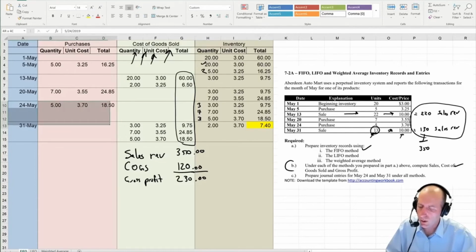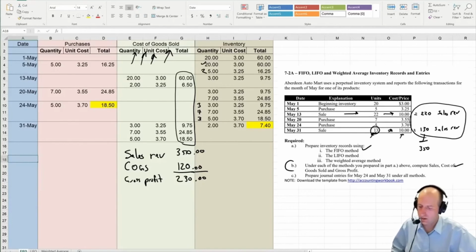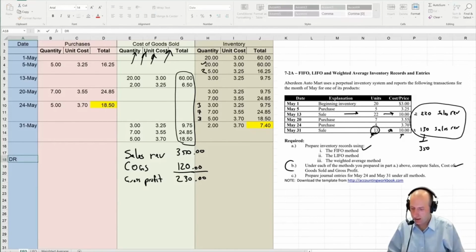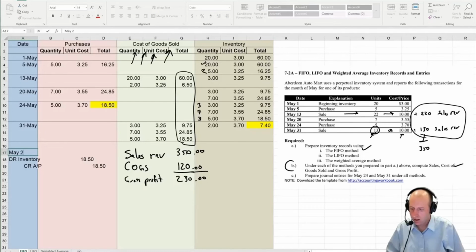So May 24th, we make a purchase. We purchase $18.50 worth of inventory. So on that date, I'm just going to debit inventory for $18.50, and I'm going to credit either cash or accounts payable for $18.50. There we have our debit and our credit, and we just have to date this May the 24th.